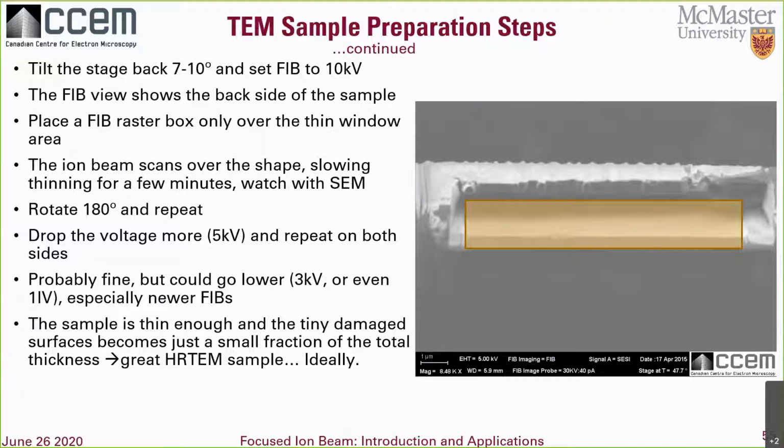After that, it's usually fine, but you can go lower, especially on newer FIBs. They tend to have better optics at lower voltage. You could do 3 kV, even 2 or 1. The sputter rate, though, is going to be quite low, but if you've done the previous steps for a long enough time, then you only need to remove a few nanometers when you're down to the very low voltages to really get to that sweet innards of the sample where the crystal is untouched by the ion beam damage. So the damaged portion becomes a small fraction of the total thickness, resulting in a great HRTEM sample, ideally.